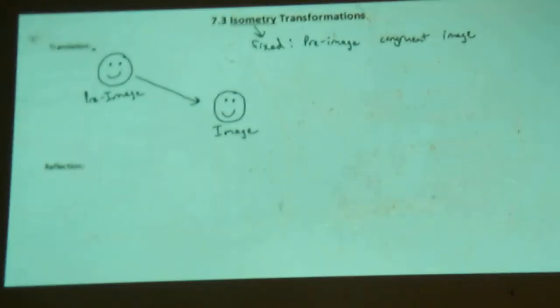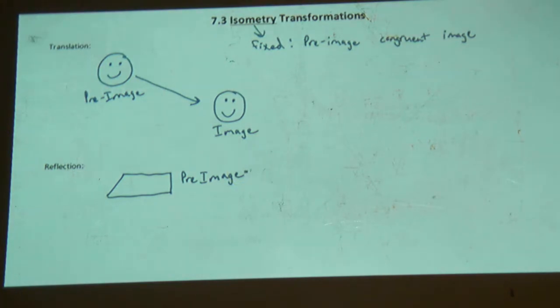The second isometry transformation is a reflection. In a reflection, we start with a pre-image, and we're going to reflect it over a line. So we're going to need a line of reflection. So if I reflect this pre-image over this line of reflection, I end up with an image that looks like this.